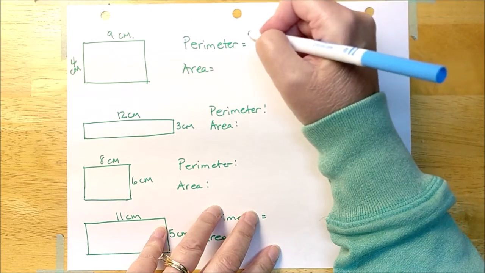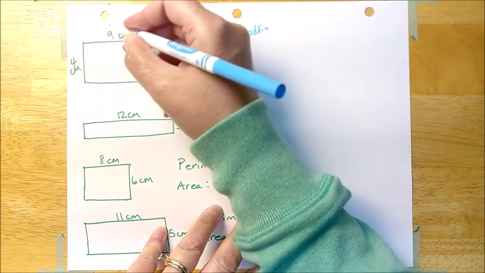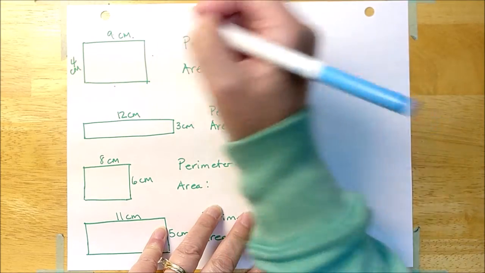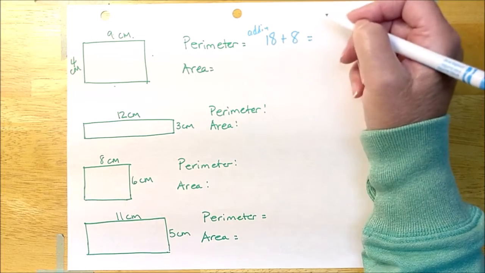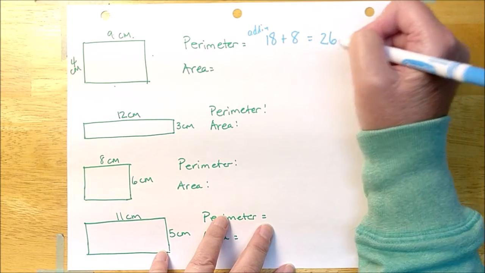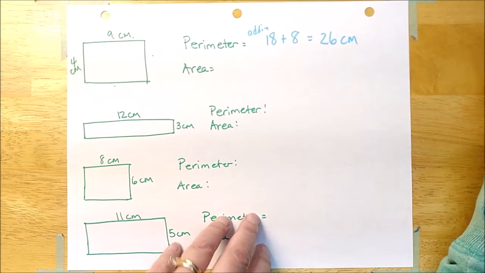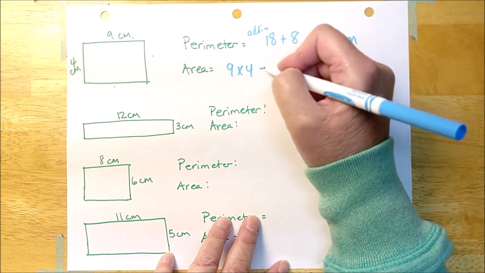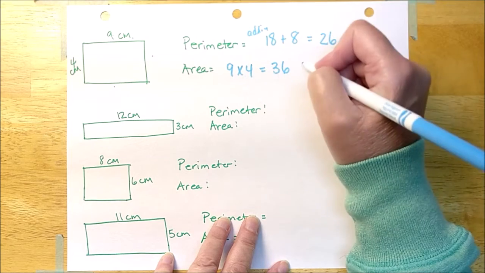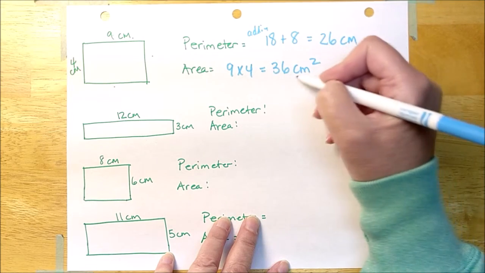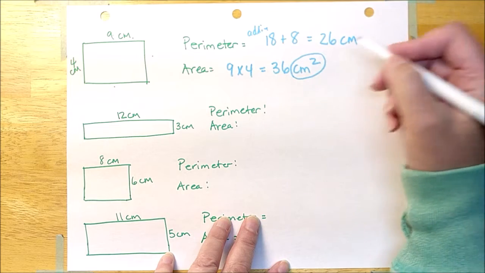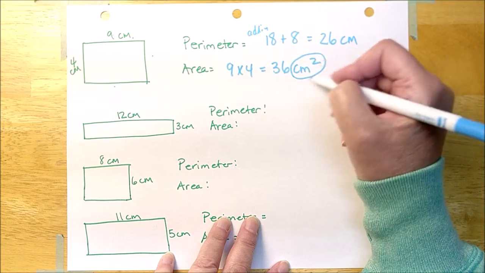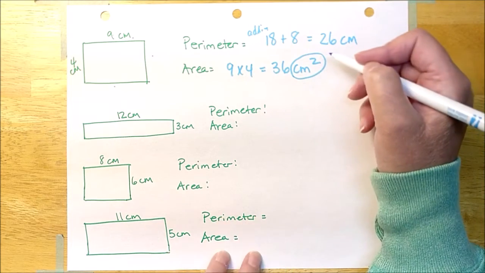Perimeter is adding. Gotta remember that. So I got 9 and 9 would be 18, plus 4 and 4 is 8. So 18 and 8 is 26 centimeters. Is that what you got? I hope so. And my area is length times width, and that is 36 centimeters squared. I hope you remember to put this behind there, because if you didn't, your answer is wrong. Even if that number is right, you always have to put what it's measured in squared.